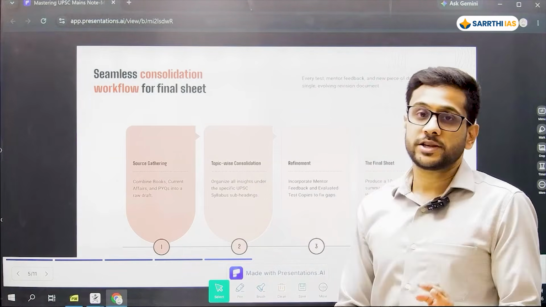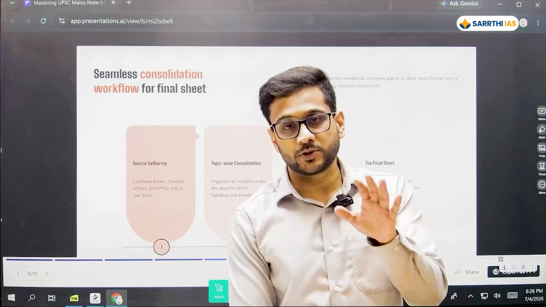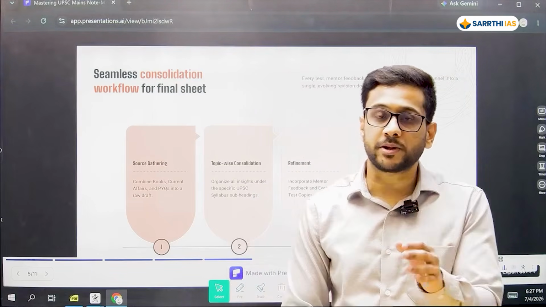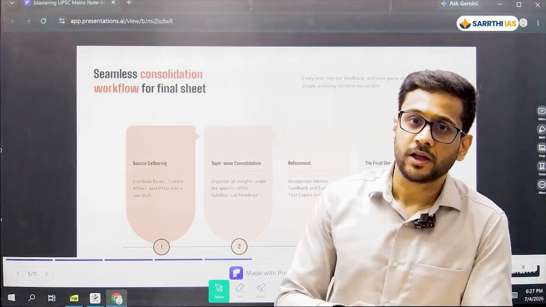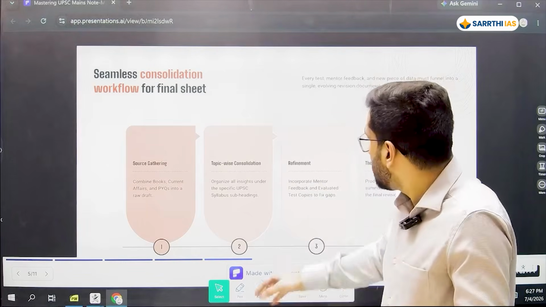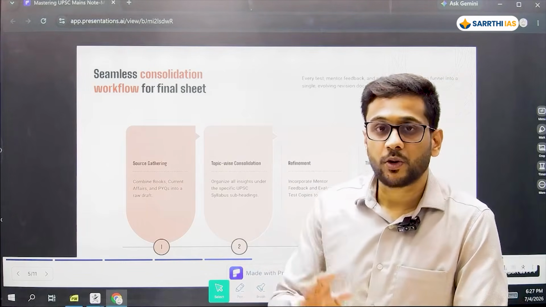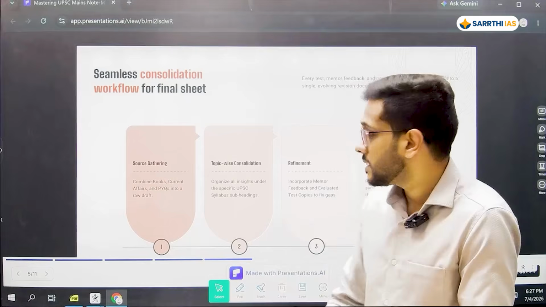Then topic wise consolidation: you have to prepare your notes based on the syllabus head rather than what a monthly magazine is giving or what any foundation course is teaching. You have to organize your notes according to the syllabus heads of UPSC.